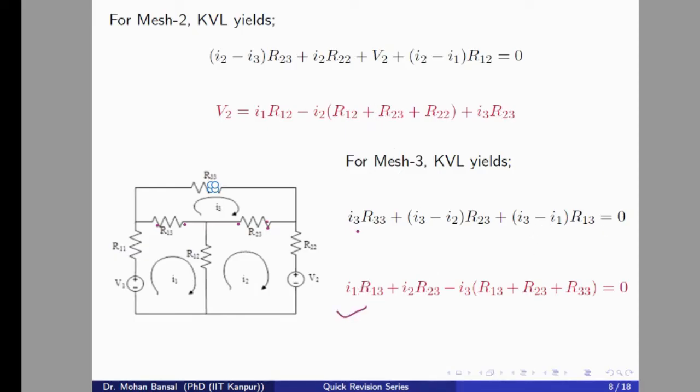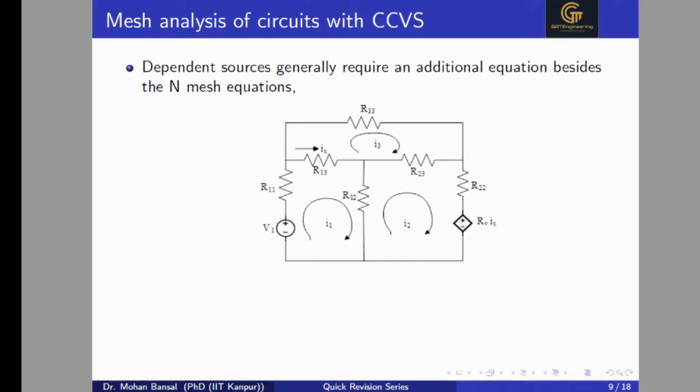So we have three equations from three different meshes. After analysis of this, we can find out the value of I1, I2, and I3. I told you in the beginning, in the mesh currents, unknown parameters are the currents of the circuit. So I1, I2, and I3 are the unknown parameters that we can easily find out by three equations. One equation we got from mesh 1, second equation from mesh 2, third equation from mesh 3.